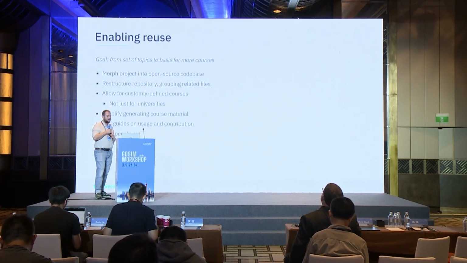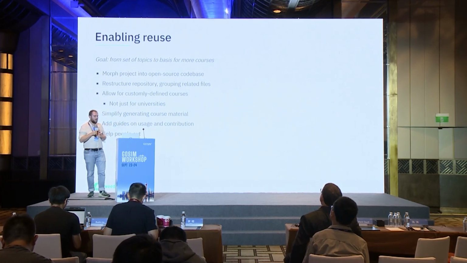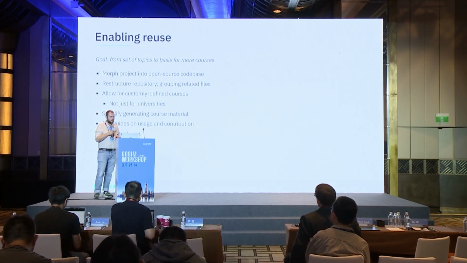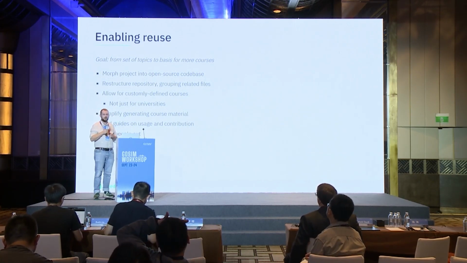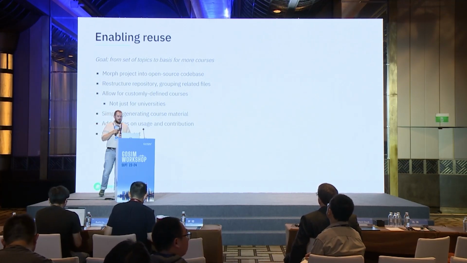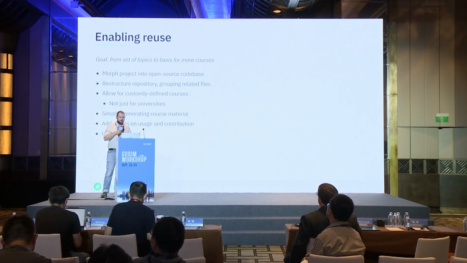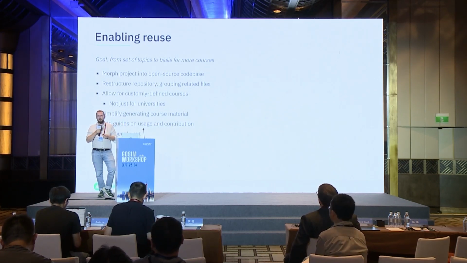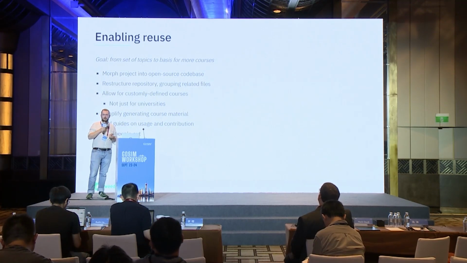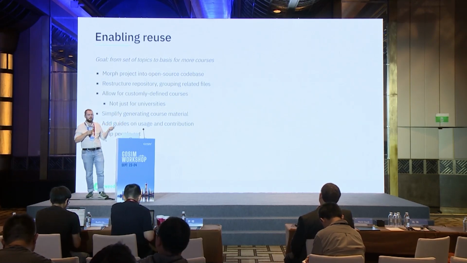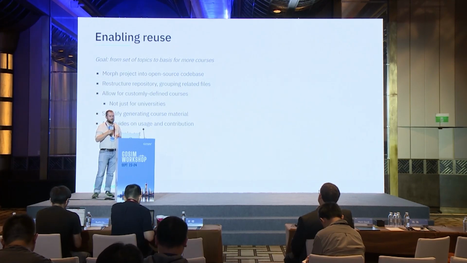And so this part is done, I would say, currently. And then the next step is to enable reuse. So then we have a set of topics, and we want to make it into a basis for more courses. And so now we have to restructure our project into a real open source code base, so other people can actually understand what we're doing and how we've structured it. And we want people to easily define their own courses. So my idea with this is that you have some kind of definition file, a TOML file, for instance, and that you can just list which modules you want in your course, and then you run a tool, generate all the content, and then it's there. I think that would be great. Maybe create a website for it even.